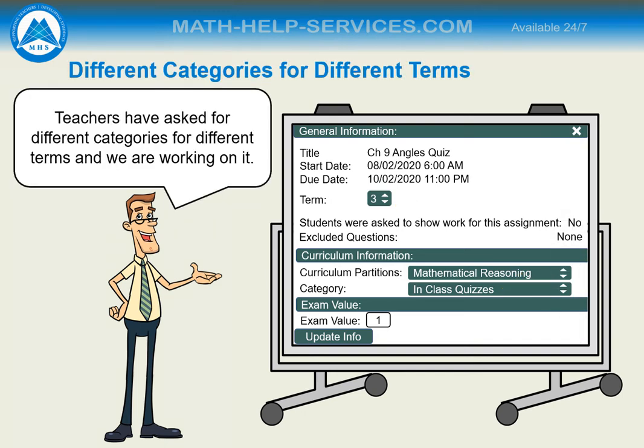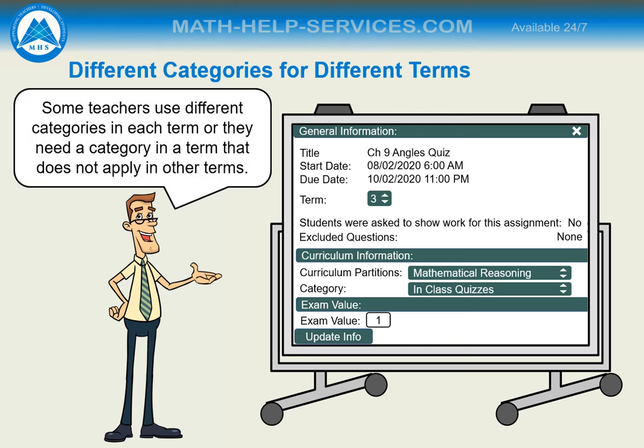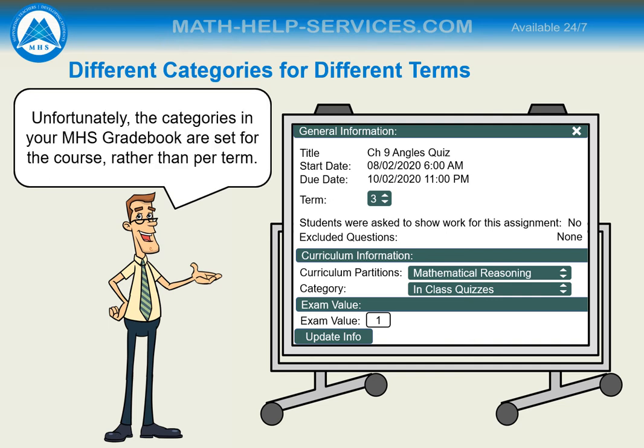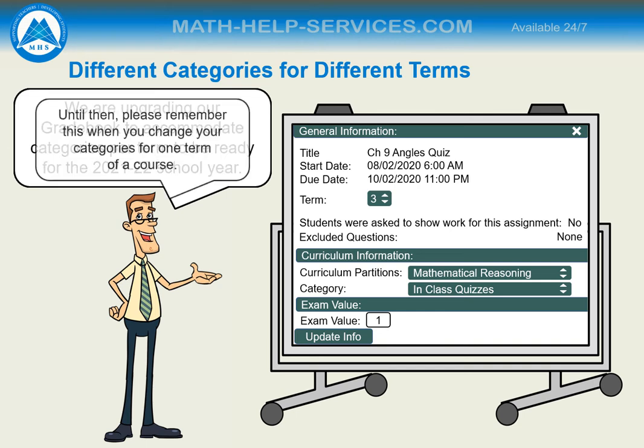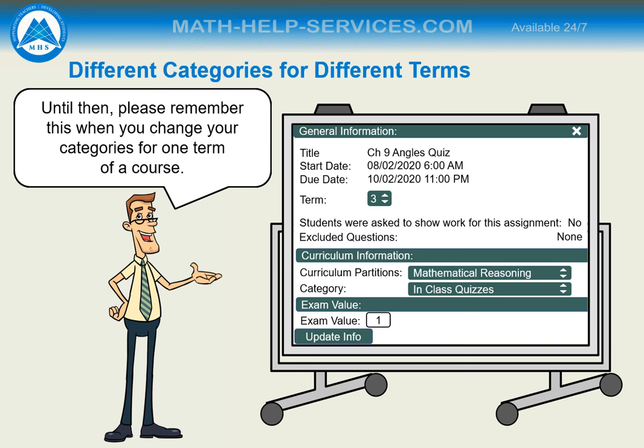Teachers have asked for different categories for different terms, and we are working on it. Some teachers use different categories in each term, or they need a category in a term that does not apply in other terms. Unfortunately, the categories in your MHS gradebook are set for the course, rather than per term. We are upgrading our gradebook to accommodate categories per term to be ready for the 2021-22 school year. Until then, please remember this when you change your categories for one term of a course.